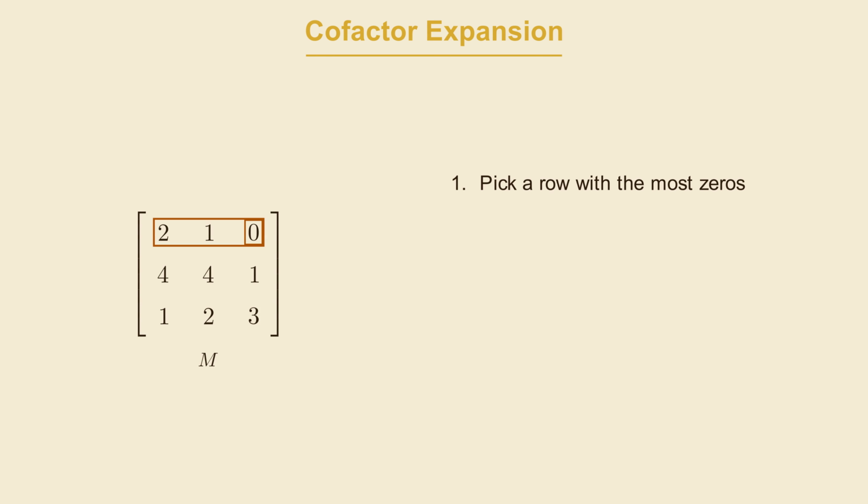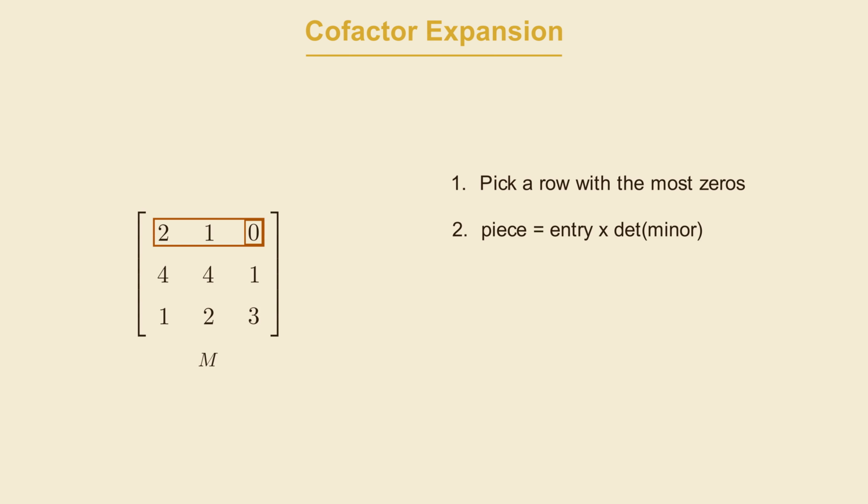Step 2. For each entry in that row, you build one piece of the sum. The piece is the entry itself, multiplied by the determinant of the smaller 2x2 you get from crossing out the row and column containing that entry. So 3 entries across the row gives us 3 pieces.